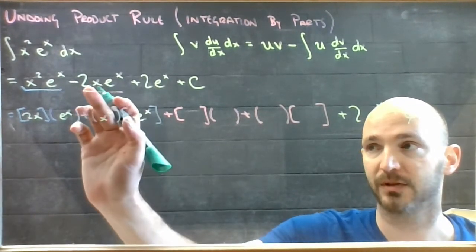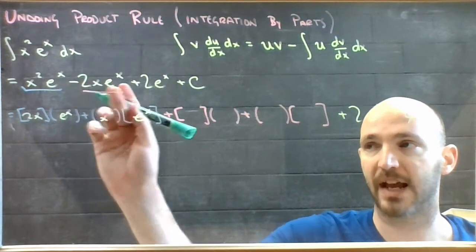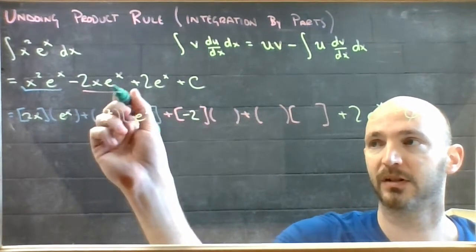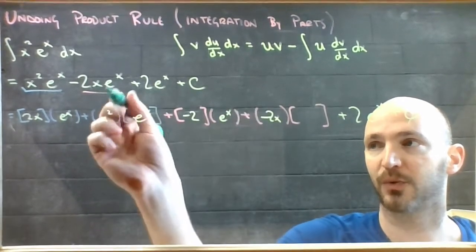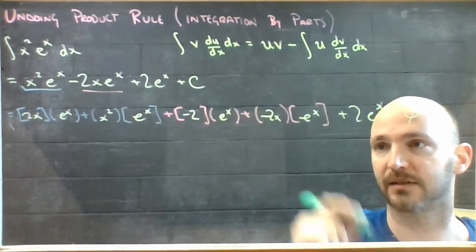New product rule, derivative of the front thing. Derivative of negative 2x would be negative 2. Leave this alone. Leave this alone. Derivative of e to the x is e to the x.